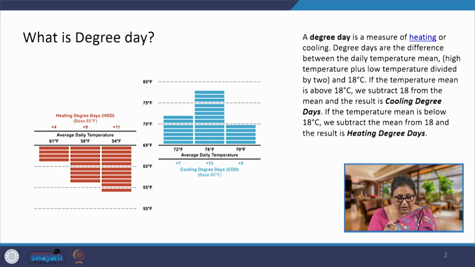Now, if we have to calculate the cooling degree days, what are we doing? We are taking the average of the minimum and maximum of each day, and subtracting the standard temperature from it, and the difference that we get is the number of cooling degree days. What it means is that for every degree rise above the standard temperature for one day, it is equivalent to 1 degree day. So, for example, if the average temperature is, say, 28 degrees centigrade on a particular day, the degree days is going to be 10.